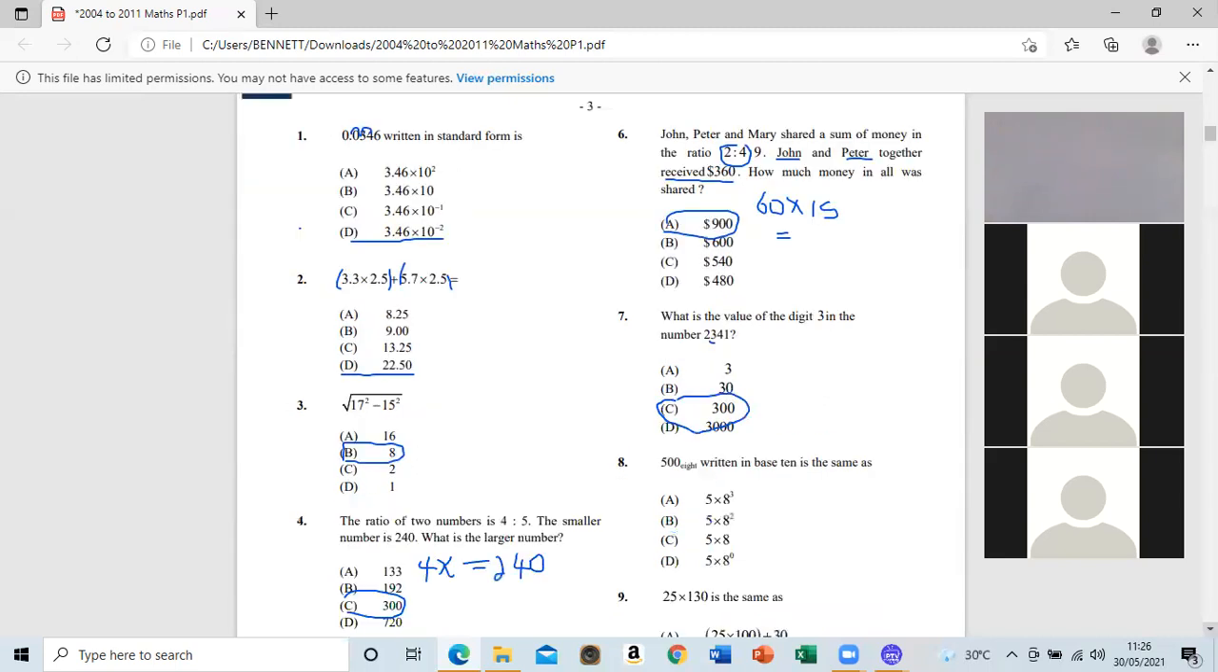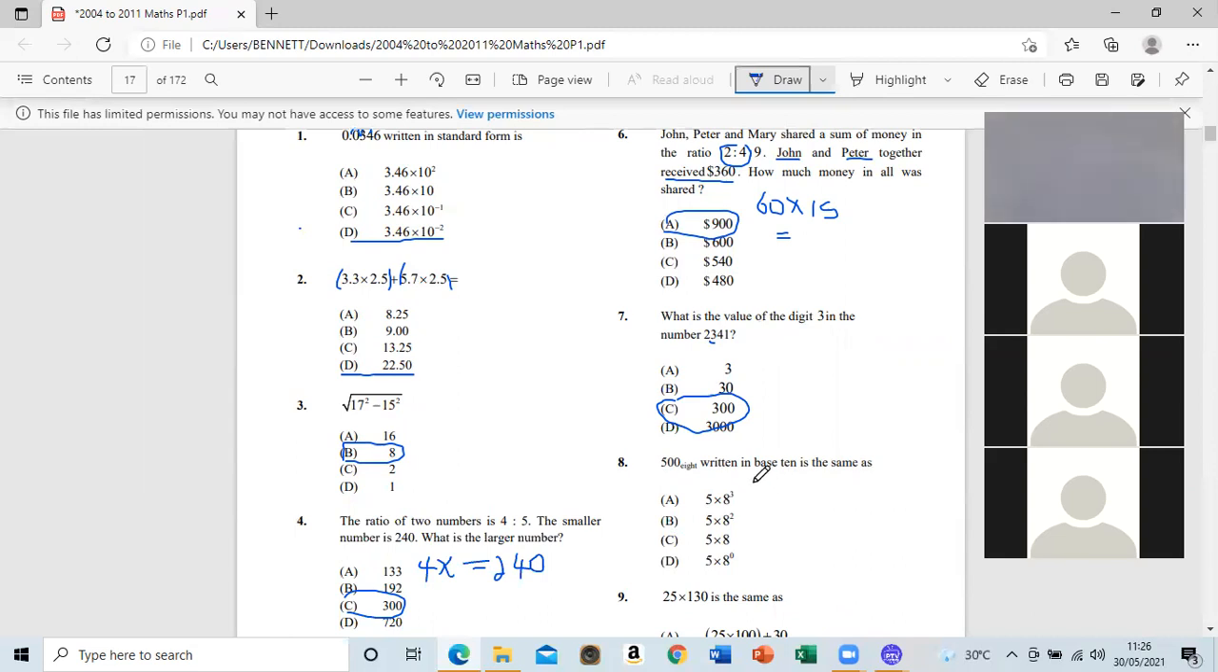All right. This one now is a little bit tricky. It's 500 to base 8. 500 to base 8 written in base 10 is the same as... this can be tricky, guys.